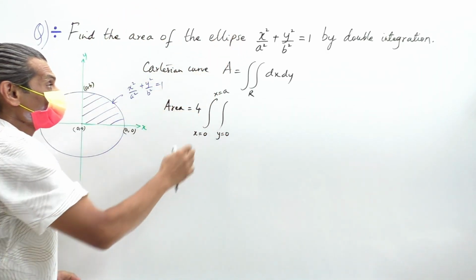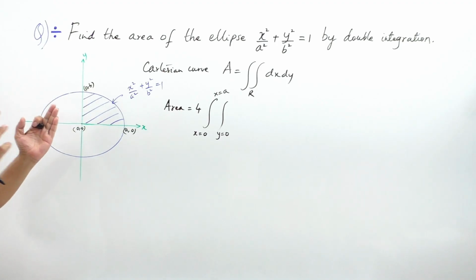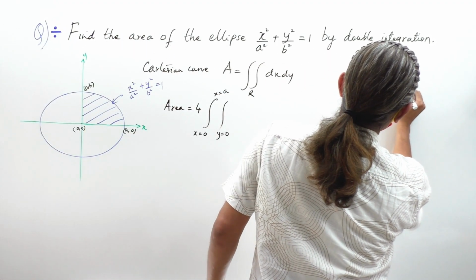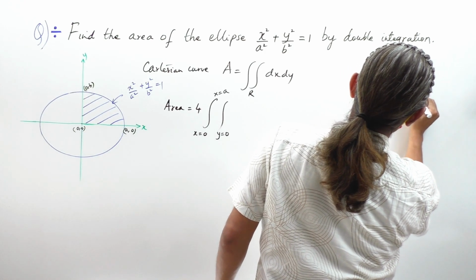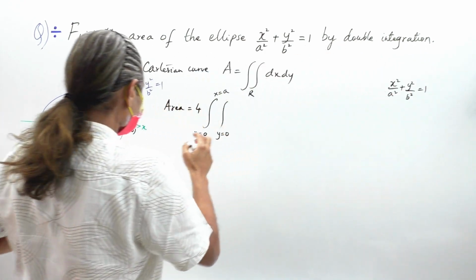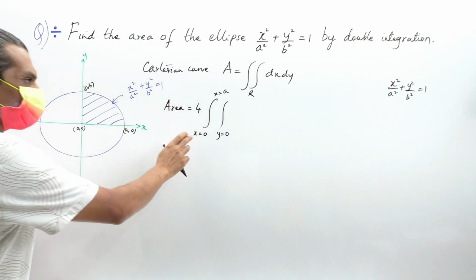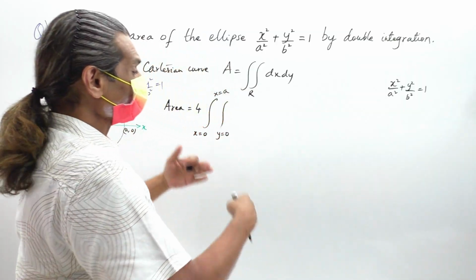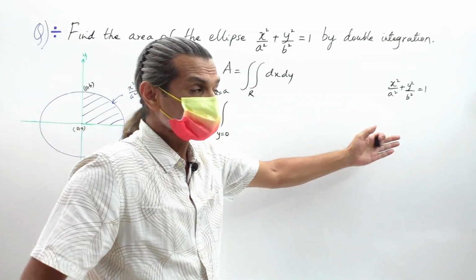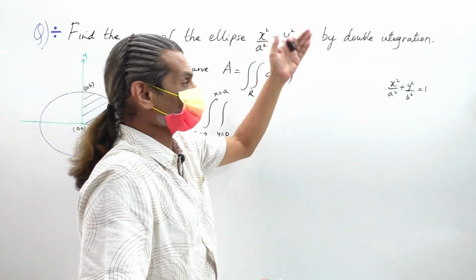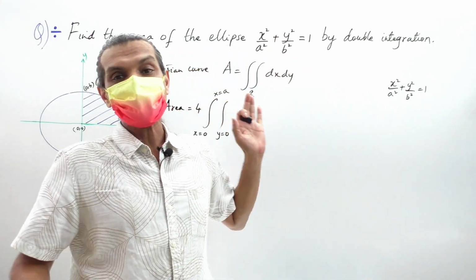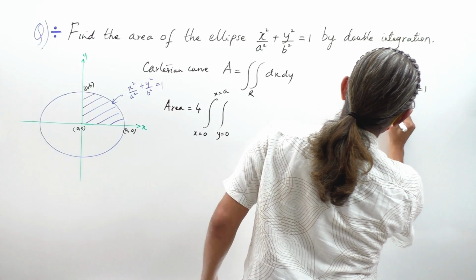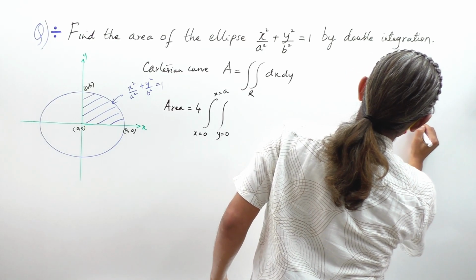The equation of the ellipse is x square by a square plus y square by b square is equal to 1. Outside is the limit x equal to 0 to a, constant. Inside is the equation of y in terms of x. So from the ellipse equation we need to find y in terms of x. Very simple: y square by b square equals 1 minus x square by a square.